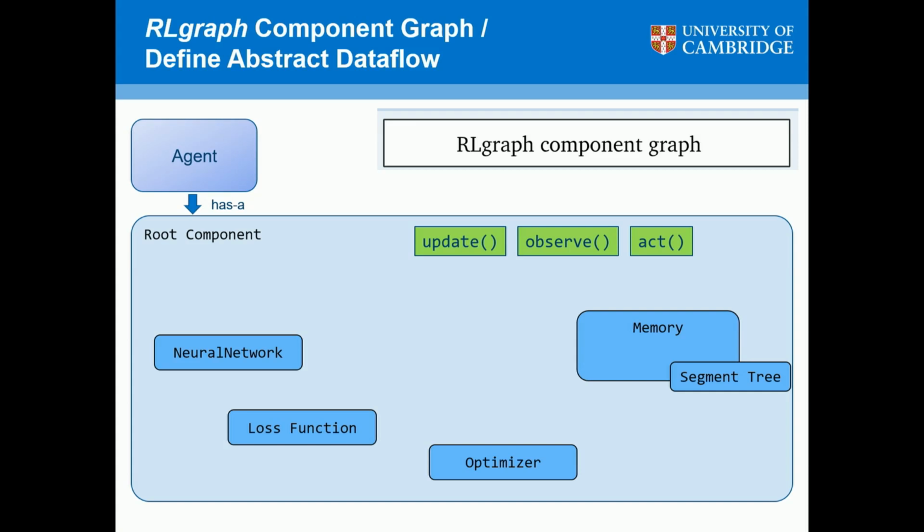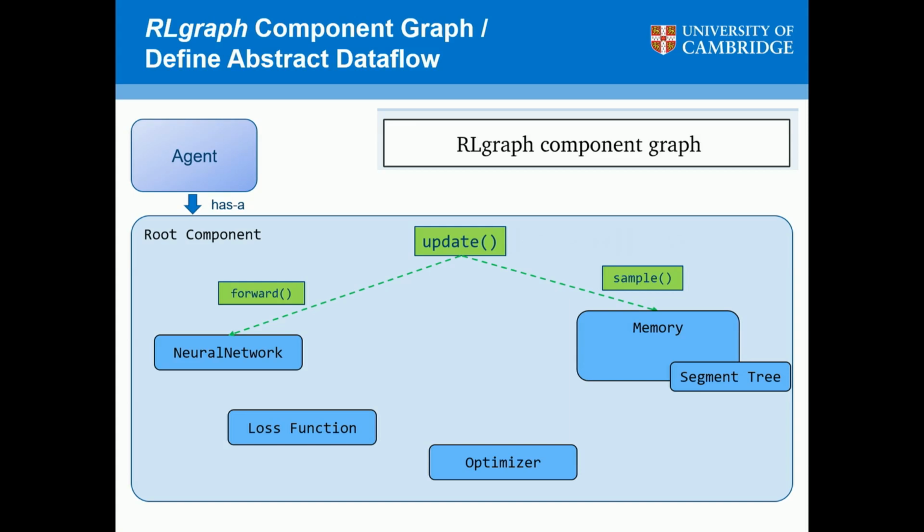And we do this, again, in a very abstract way. So this is the step where you abstractly define how data will flow through your algorithm. So let's say we take the update method, and we define that it will call the sample method of the memory component. It gets an abstract data record back. It pushes that through the neural network. Again, gets an abstract data record back, pushes it through the loss function, and then we do the optimizer step.